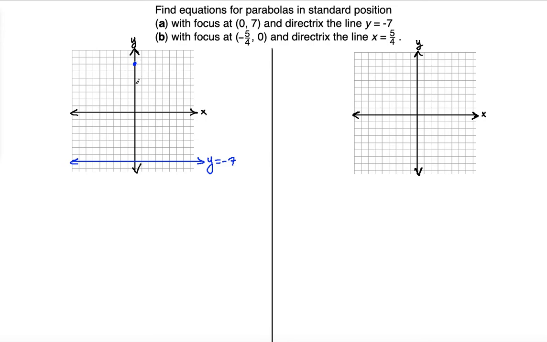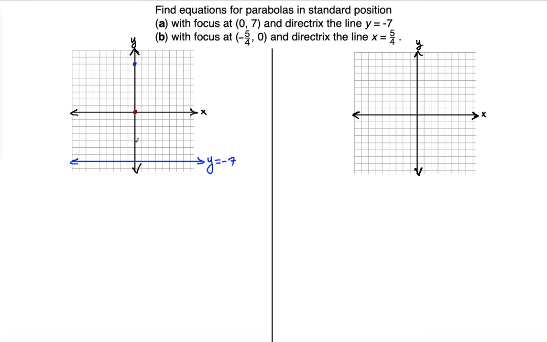So we know that when it comes to the focus and directrix, the vertex of the parabola will be located right in the middle, between the focus and the directrix. And in the middle, as you can already tell, is going to be the origin, because the distance from the origin to the focus is exactly 7 units, and the distance from the origin to the directrix line is also 7 units. So we know that the vertex of this parabola will be right here.